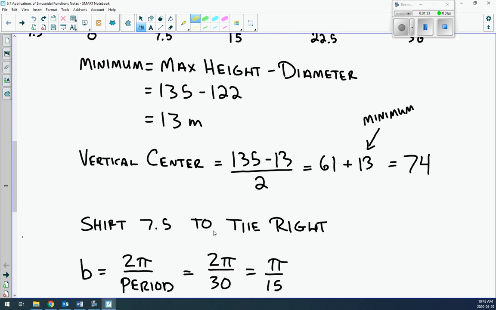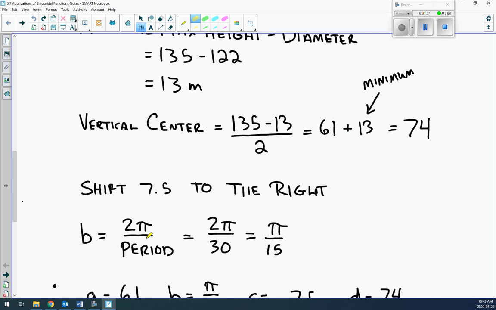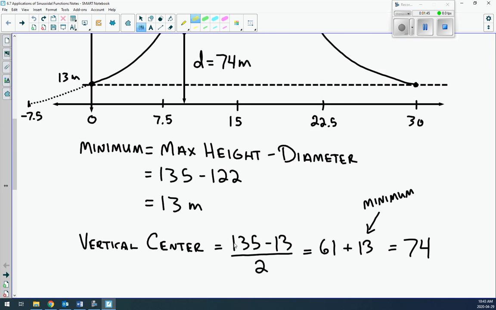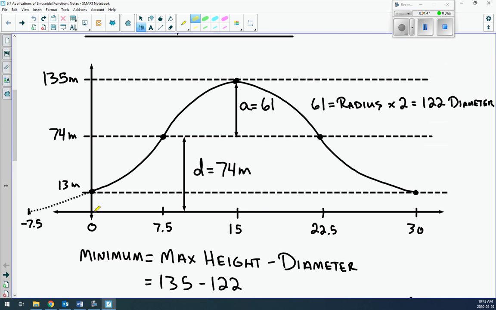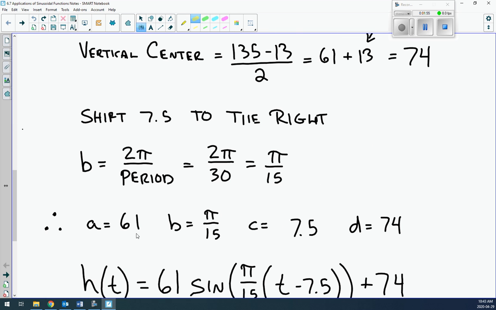What about shifting it left and right? Let's first talk about the period. B is 2 pi over the period, so 2 pi over 30. Where did that 30 come from? It's 30 minutes. So our B value is pi over 15. A normal sinusoidal curve would start at 0, but this one starts at 13. If we continue this line dotted along here, it's negative 7.5, so there is a horizontal shift of positive 7.5.